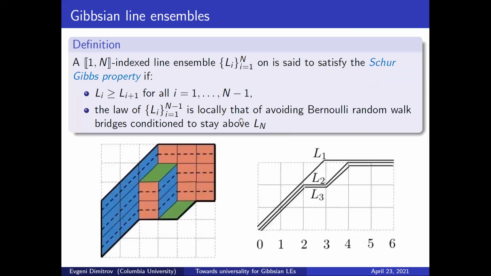The discrete analog of this is formulated in this slide. We say that a line ensemble satisfies, in the discrete case, what we call the Schur-Gibbs property. The name Schur comes from the Schur symmetric functions. It basically satisfies the analogs of what was in the previous slide. So you want the curves to be ordered, and also the local distribution of this now discrete line ensemble needs to be that of avoiding Bernoulli random walkers.